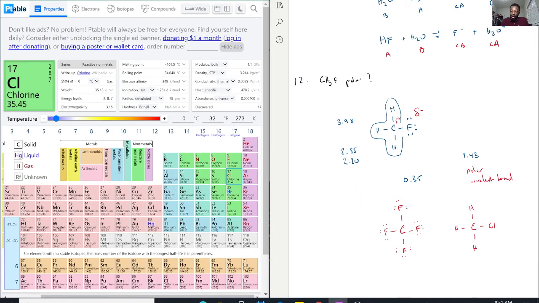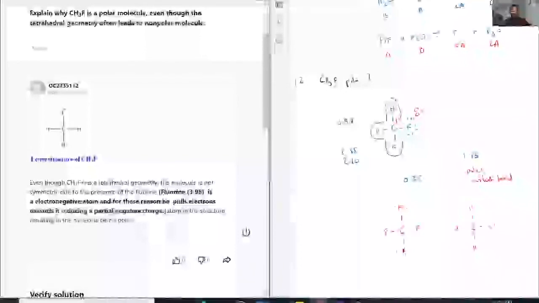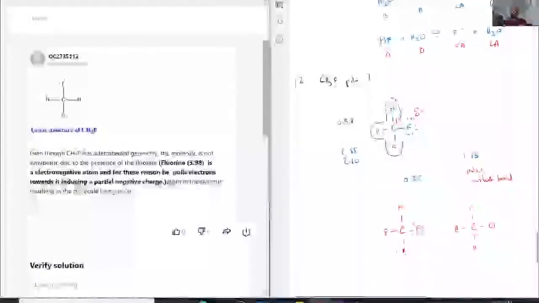Okay, so with that being said, CH3F is polar because of the electronegativity difference between carbon and fluorine, and because there's no other part of it that would cancel out that electronegativity difference. So let's see what our colleague said. We have a Lewis structure there. Fluorine, 3.98 electronegativity, and that's why it pulls the electrons towards it. Hence how we put this symbol here to show that that's where most of the negative charge would be concentrated.